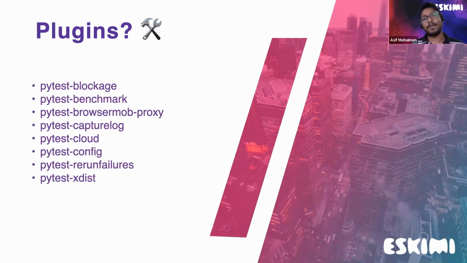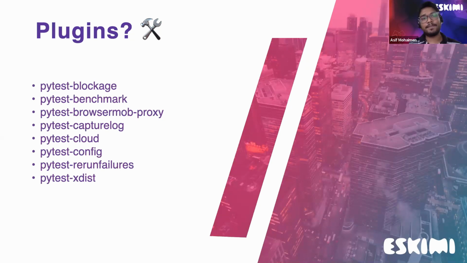The blockage plugin actually disables requests during a test run. You can create them to mock up your environment, or the benchmark plugin is for benchmarking the code that you are testing. The browser mode proxy plugin creates a proxy that will monitor the network calls. The capture log plugin captures the log messages generated by the program you are testing. The cloud plugin acts as a distributed test planner plugin for the test framework. The config plugin actually prepares the base configurations and utilities for developing your Python project test suite with PyTest.